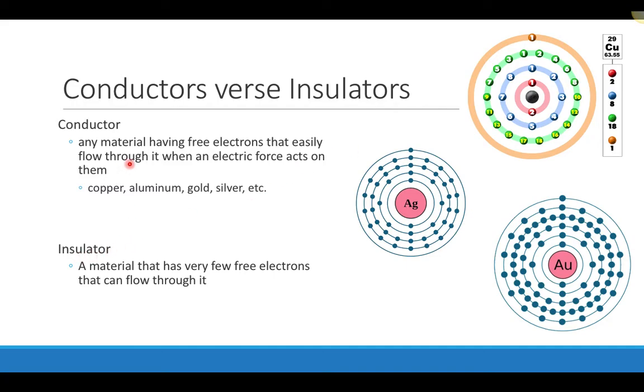So conductors always have free electrons. Insulators, on the other hand, are materials that have very few free electrons that can flow through them. Their shells would be more tightly bound, and so good insulators do not allow charge to move very freely through them.